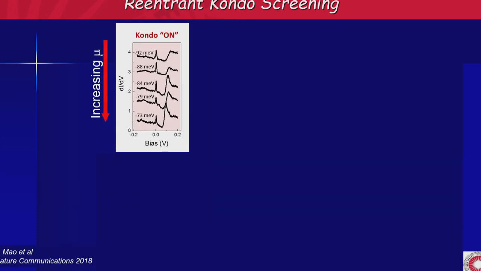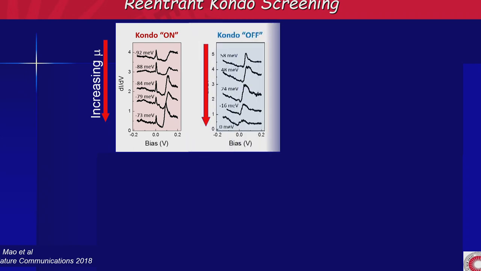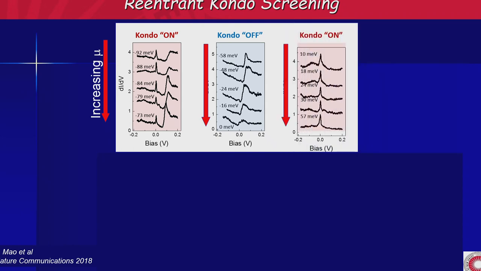Let's continue to dope it. Now this is inverted. Now I'm increasing the doping downwards. This graph is inverted, okay? I'm getting closer to the Dirac point going this way. The peak, this is what I showed you before, is just upside down. Kondo screening is on. Now I'm moving closer to the Dirac point, no Kondo peak. This is the Fermi energy. The Kondo peak completely disappeared. And I'm coming out on the other side, boom, it reappeared again.